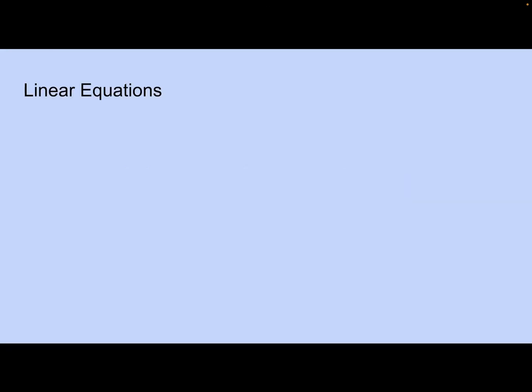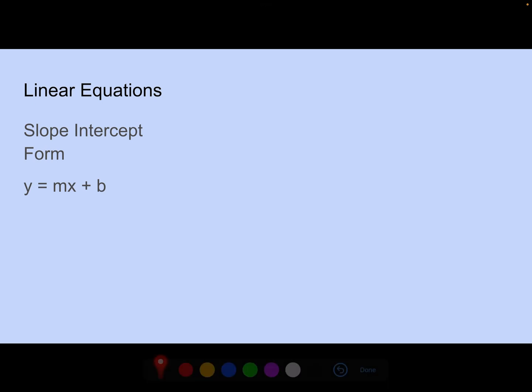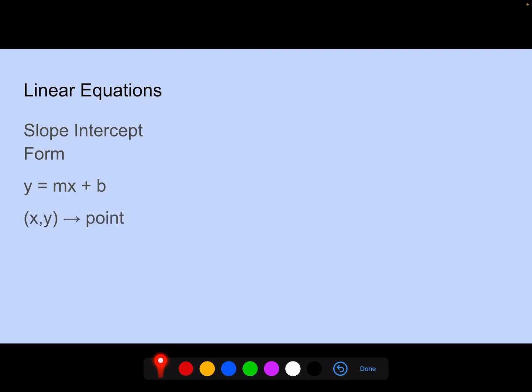All right, linear equations. Most of this is review from previous classes, but that's what we're doing. So we have slope-intercept form, which is y equals mx plus b. I would say this is probably the most popular of all of them. So we have x, y, which would be any point on the line. M would be the slope, and then b is going to be our y-intercept.